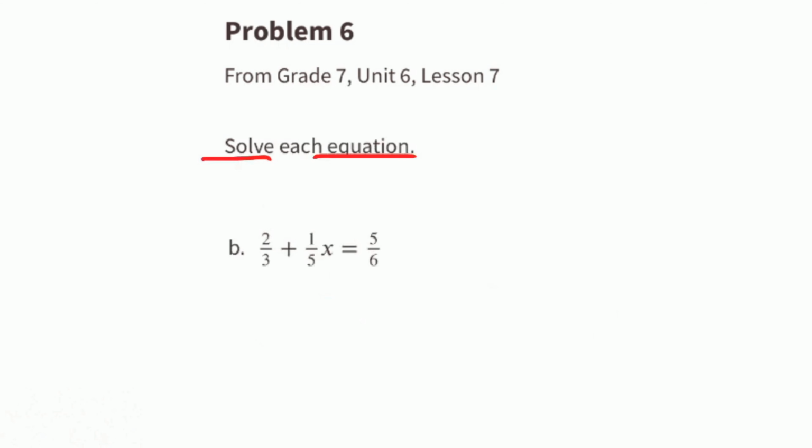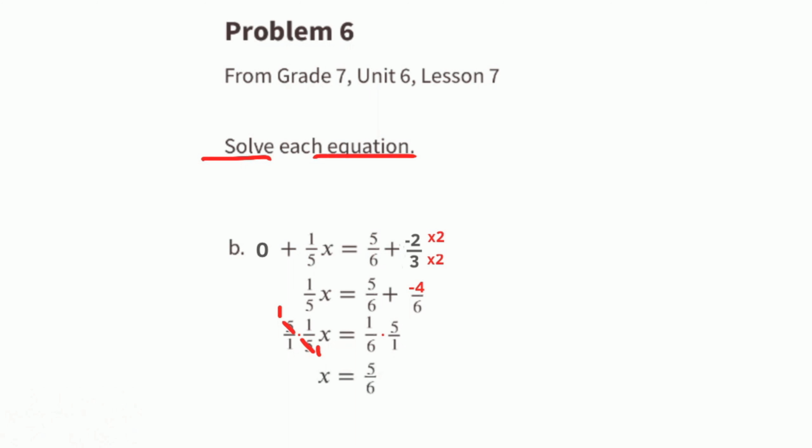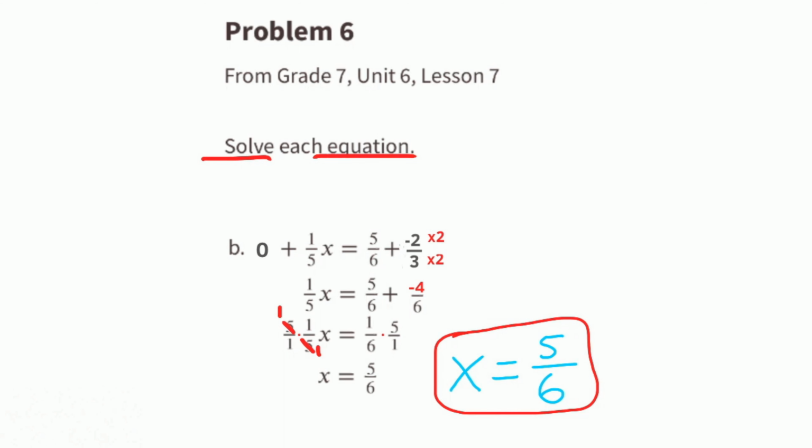B. Subtract 2/3 from both sides of the equal sign. That leaves us with 1/5 x equals 5/6 minus 4/6. 5/6 minus 4/6 is 1/6. We can rewrite the equation as 1/5 x equals 1/6. Multiply both sides of the equal sign by the reciprocal of 1/5, which is 5/1, and that leaves us with 1x, or x, and 1/6 times 5/1 is 5/6. So x equals 5/6.